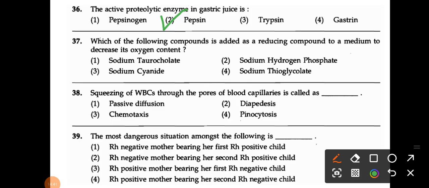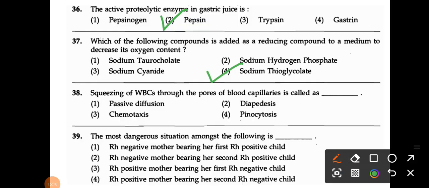Then next: which of the following compounds is added as a reducing compound to a medium to decrease the oxygen content? So simply you have to remember that it decreases the oxygen content. The options are sodium taurocholate, sodium hydrogen phosphate, sodium cyanide, and sodium thioglycolate. So what is the correct answer here? That is sodium thioglycolate.